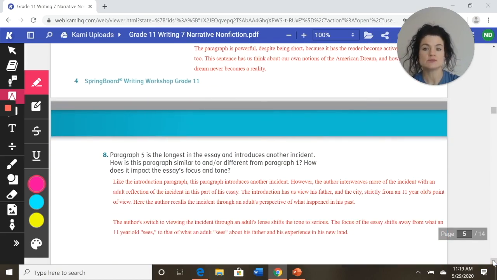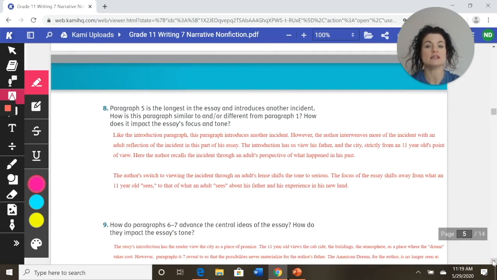Question 8 says paragraph 5 is the longest in the essay and it introduces another incident. How is this paragraph similar to and/or different from paragraph 1? And how does it impact the essay's focus and tone? So my answer is, like the introduction paragraph, this paragraph introduces another incident. However, the author interweaves more of the incident with an adult reflection of the incident in this part of the essay. The introduction has us view his father and the city strictly from the 11-year-old's point of view. But here, the author recalls the incident through an adult's perspective of what happened in the past.